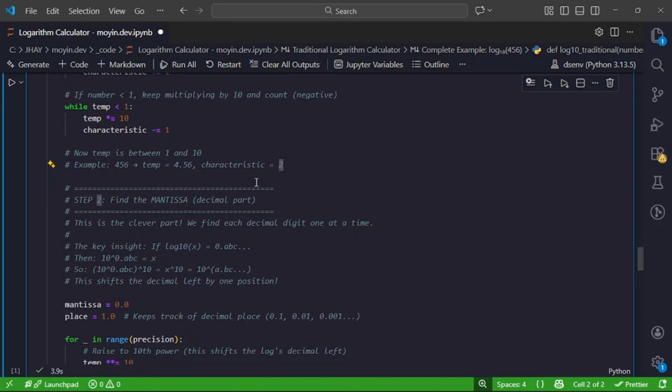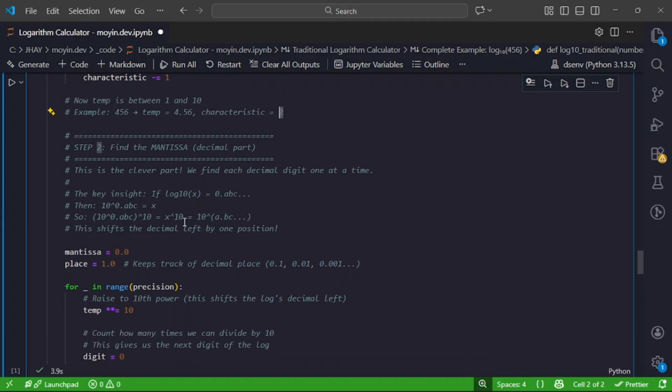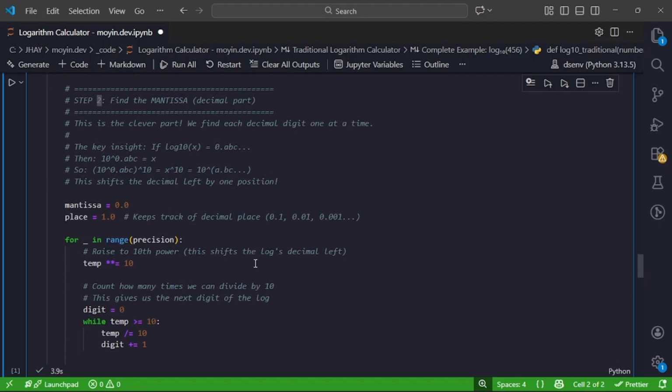To find the Mantissa now, we raise 4.56 to the power of 10. Then we see how many times we can divide that by 10 to get the first digit of the Mantissa. Good. Now, we've established this K inside, we've talked about it. The Mantissa starts at 0.0. The place keeps track of the decimal place, basically saying this is the first digit, this is the second digit, this is the third digit.